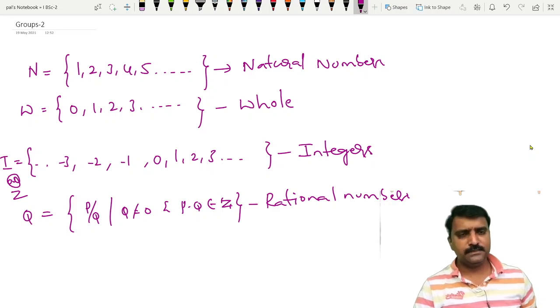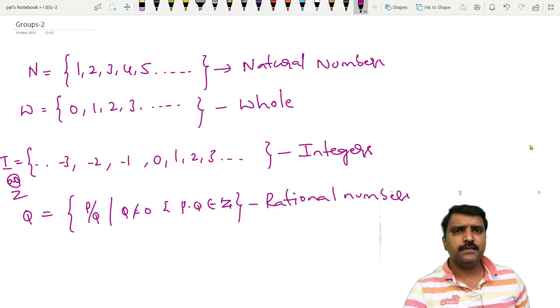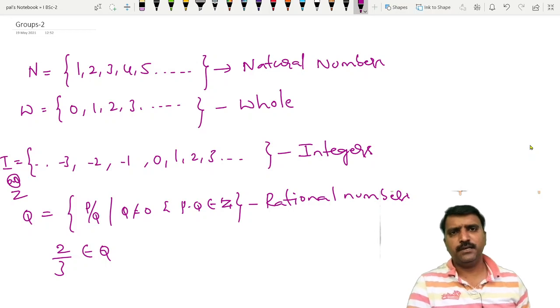Now take the set Q. Any number which is expressed in the form P by Q, where P and Q are both integers, belongs to the rational number set. For example, take 2 divided by 3. 2 is an integer, 3 is an integer, so this is a number in the form of integer by integer. Definitely it is a rational number. 2 by 3 belongs to Q.